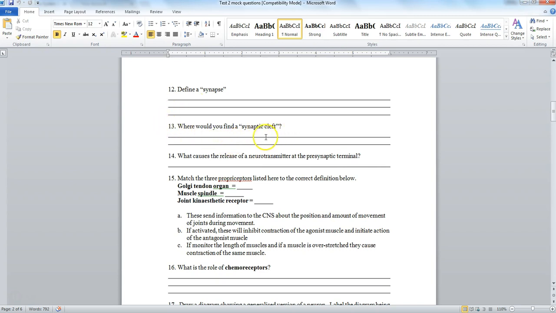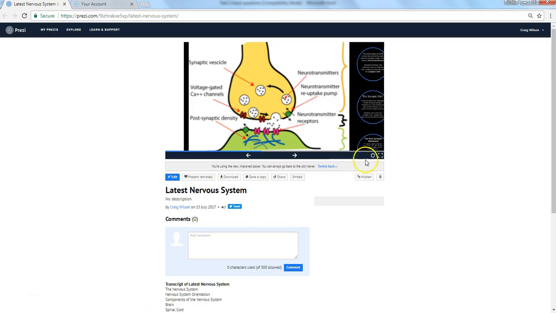Question 13, where would you find a synaptic cleft? You'd find it between the presynaptic terminal and the postsynaptic membrane. Now you'll see these referred to in different terms a couple of times through this. There are always different names for things in anatomy and physiology. Maybe the simplest way to remember it would be using the term neuron. So presynaptic neuron, postsynaptic neuron is fine. Probably more specifically known as presynaptic terminal and postsynaptic membrane. And you would find the synaptic cleft as the gap between those two. Now, what's the relevance of that gap? That's the next question. So let's just pop back into here.